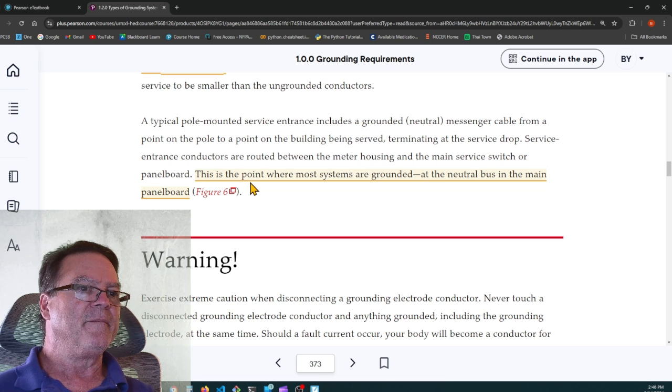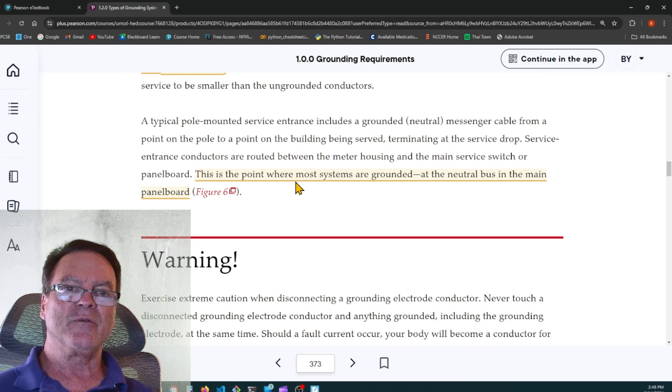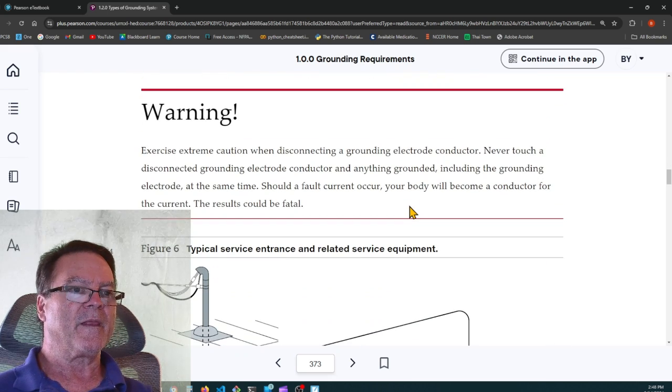So that's a highlight. Here's another highlight. It says, this is the point where most systems are grounded at the neutral bus in the main panel board. So we bond the grounded conductor with the grounding electrode conductor and the equipment grounding conductors all at the main bonding jumper in the main panel at the neutral bus.